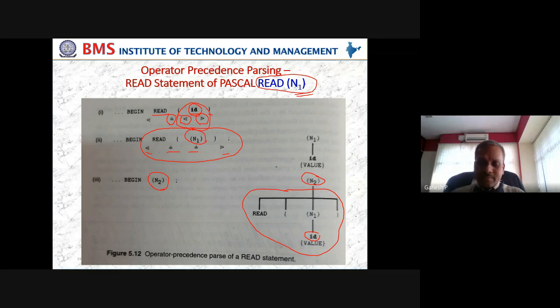Is it a bottom-up approach? Yes, because we went to the internal value first, identified whether it falls within the grammar or not, and once identified, went to the next level. From the very inner data we move one after the other outward. That is the concept of operator precedence parsing, which is a bottom-up approach.